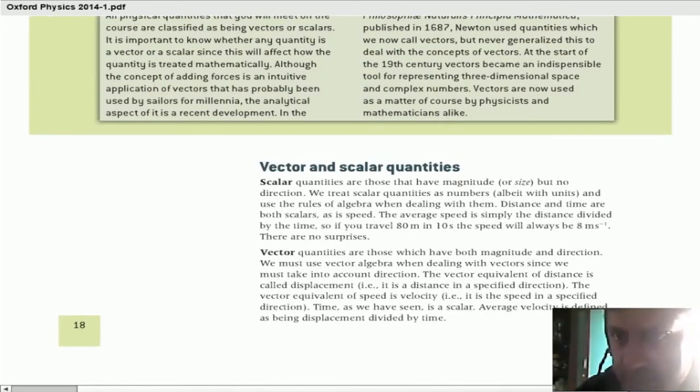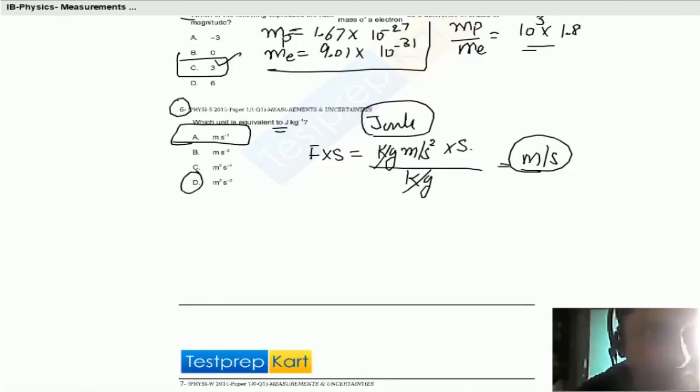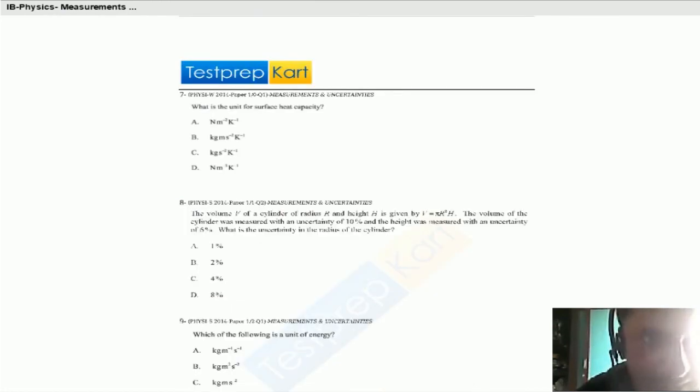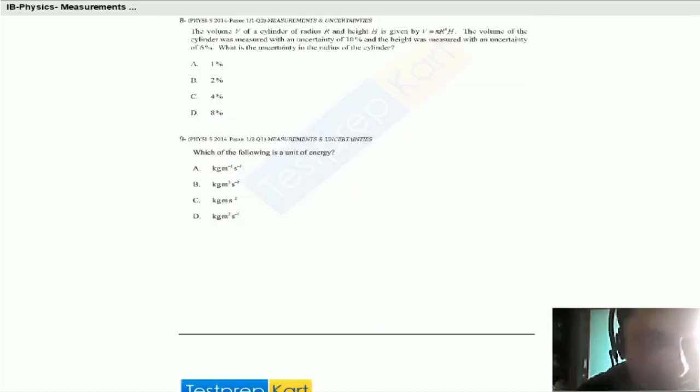Look at seventh. Okay, 1 minute. The surface heat capacity you might not be knowing. And can you try ninth?